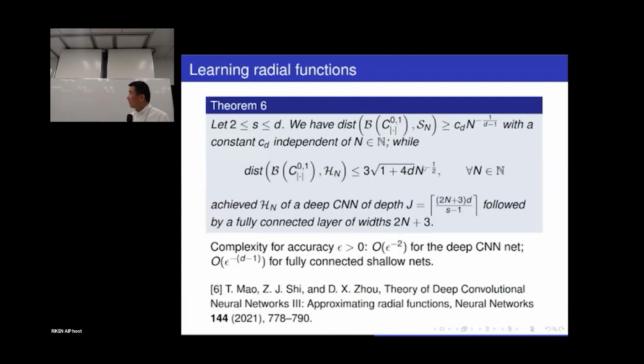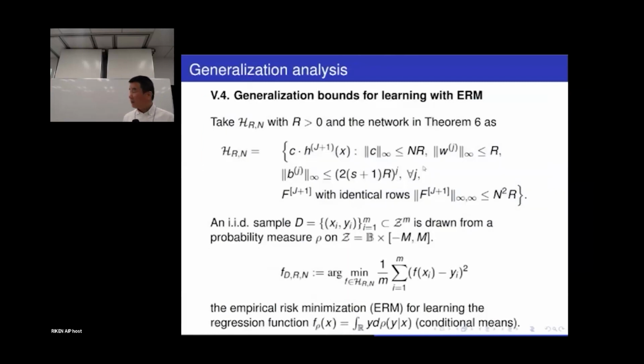So which means that the rate actually does not depend on the input dimension d. This should tell us that if the function has the radial structure, the deep CNNs can automatically extract the radial structure. Although the algorithm does not know it, it automatically extracts the structure, and therefore we can get very good rates of approximation. So generalization is the same.